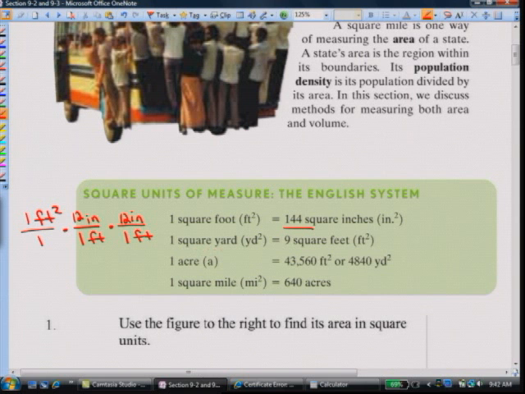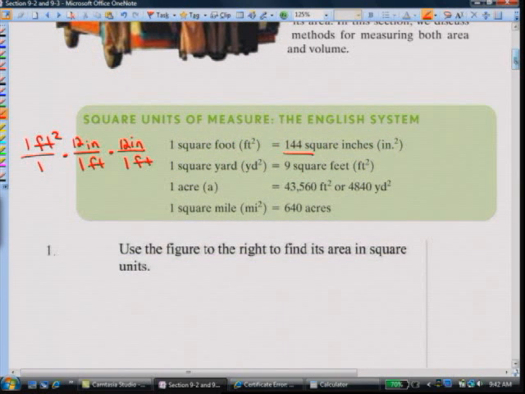Same arguments for square yard is 9 square feet. These maybe are not as familiar. An acre is 43,560 square feet, or 4,840 square yards. And 1 square mile is 640 acres. The square yard is not used as much; most of the time things are talked about in square feet, like the square footage of a house, a building, a classroom. But you do use square yards when talking about carpet, flooring, concrete. Oh yeah, they buy it by the yard. And roofing. So square yards is used some.